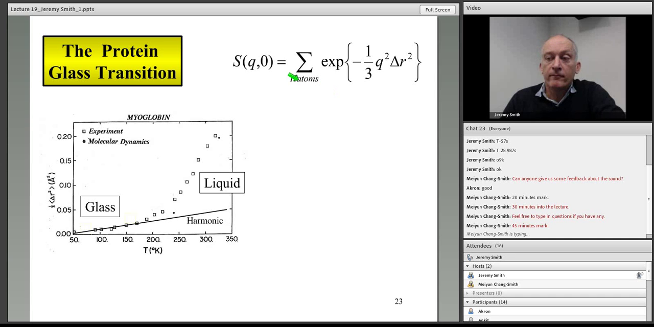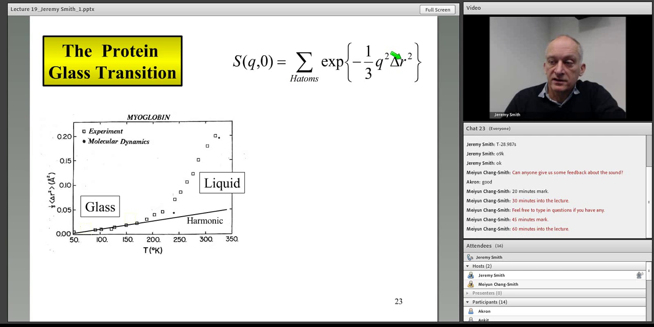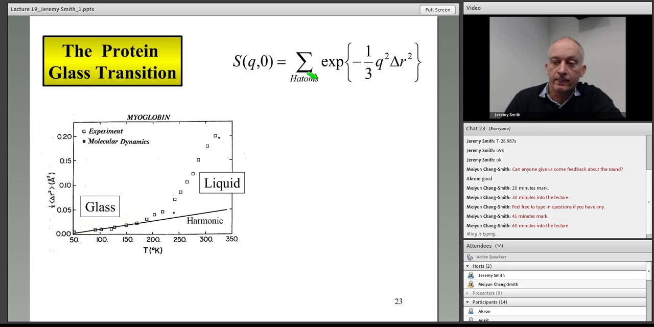If you remember, I said that if nothing moves, then this is 0, and the elastic scattering is 1. In other words, the elastic scattering is a maximum. As soon as things start to move here, then this exponential to the minus x kicks in, and we start to get a decrease in the elastic scattering.